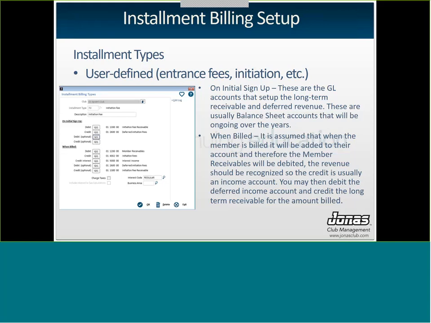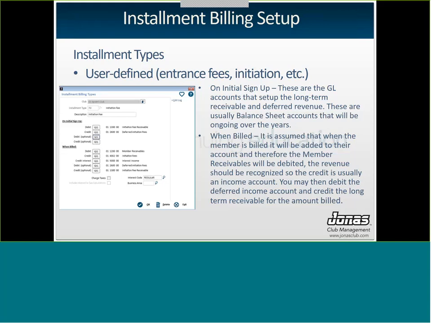So under the on initial sign up section, you have the option to put in the debit and the credit. So this is when you're actually putting a member in the system and assigning them to the installment billing. You haven't billed them anything yet, but you want to account for the long-term receivable and the deferred revenue. So typically the debit side of it will be the long-term receivable, and the credit will be the deferred revenue. So both of these should be balance sheet accounts.